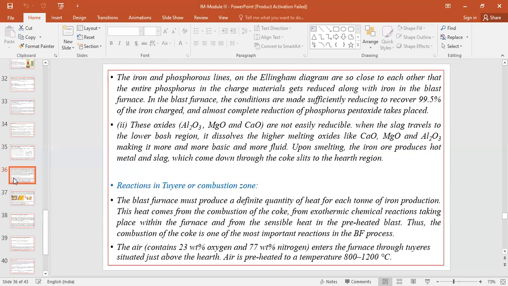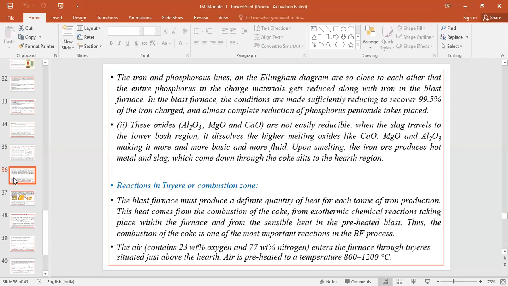So there is a possibility of 99.5% of iron getting reduced. Also, complete reduction of phosphorus pentoxide takes place at high temperatures inside the blast furnace.